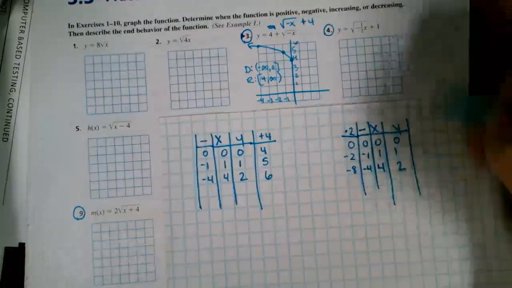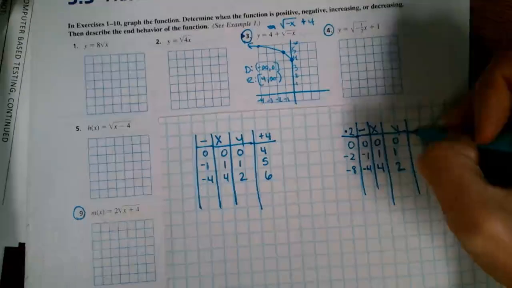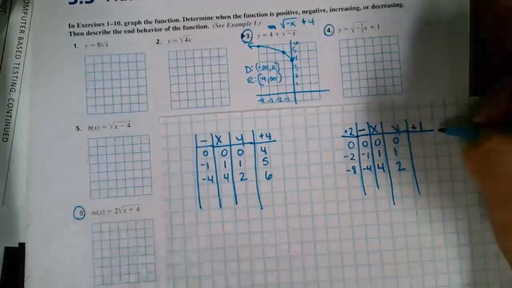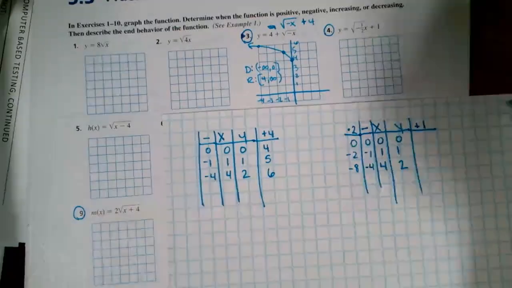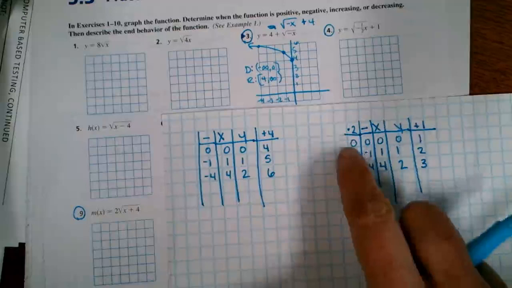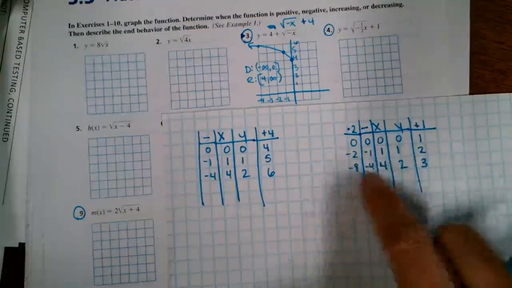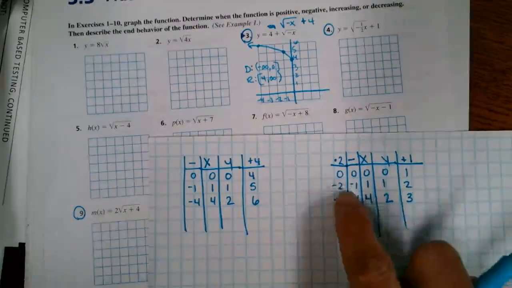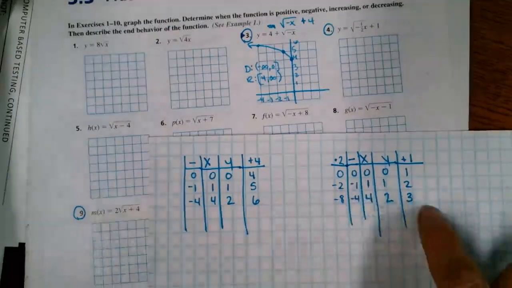And then this 1 on the outside is shifting the graph up. So we're going to add 1 to our y's. So these are the values we would plot on our graph. So I'm going to graph 0, 1, -2, 2, and -8, 3.